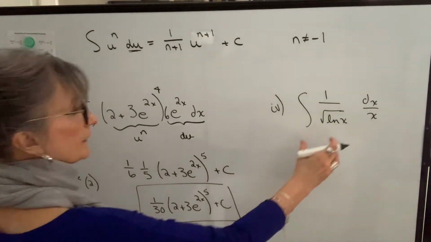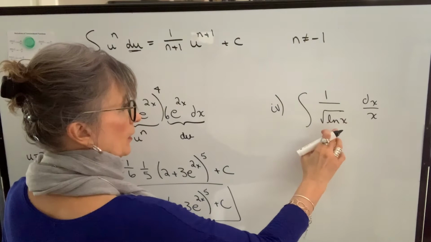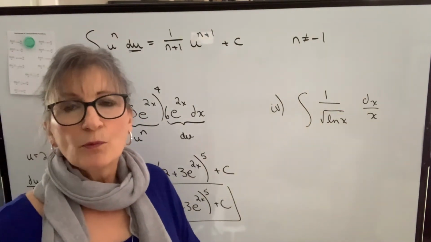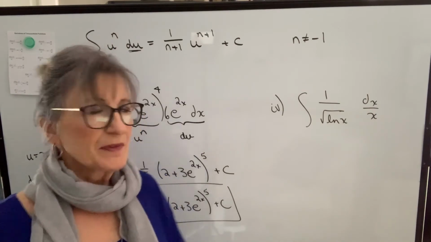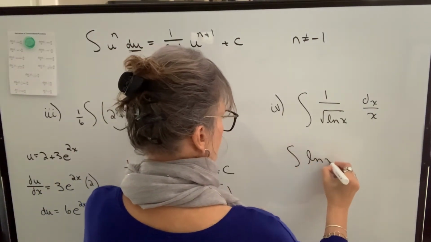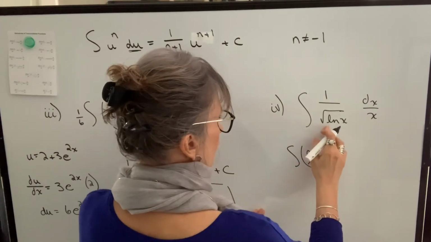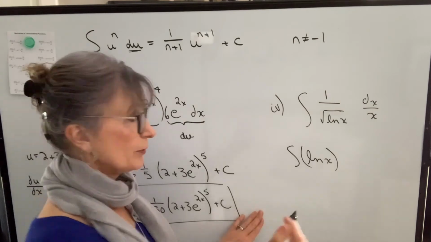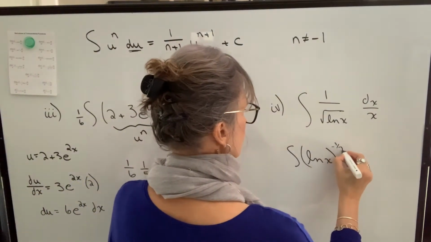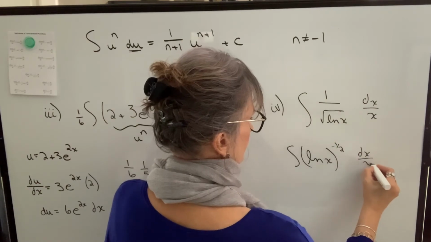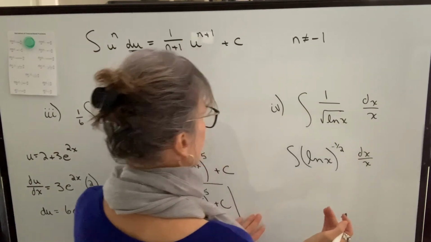Let's take a look at the next example. Now, in this case, we've got 1 over something. We don't know how to integrate that, but we can write 1 over the square root of something as a power. So we can bring that out of the denominator. The square root is to the power of 1/2, and when we bring it out of the denominator, it becomes -1/2. So I can write that as natural log of x to the -1/2 dx over x, or I can split it up: 1 over x dx.